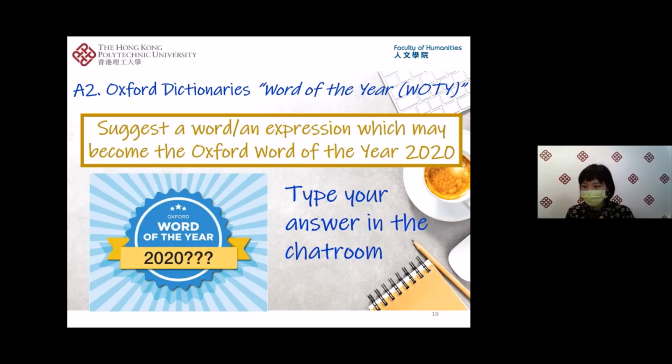So what I want you to do is to suggest a word or an expression in the live event chat room, and I can see a lot of answers coming up. Give me an expression or a word which you think may become the word of the year 2020. Now, I don't have tips for you because I don't know. I think you really have to check it out at the end of this year, but please give some suggestions now.